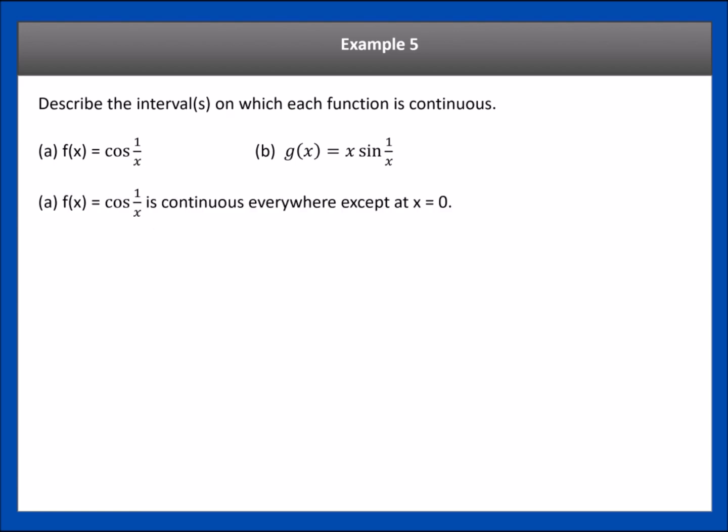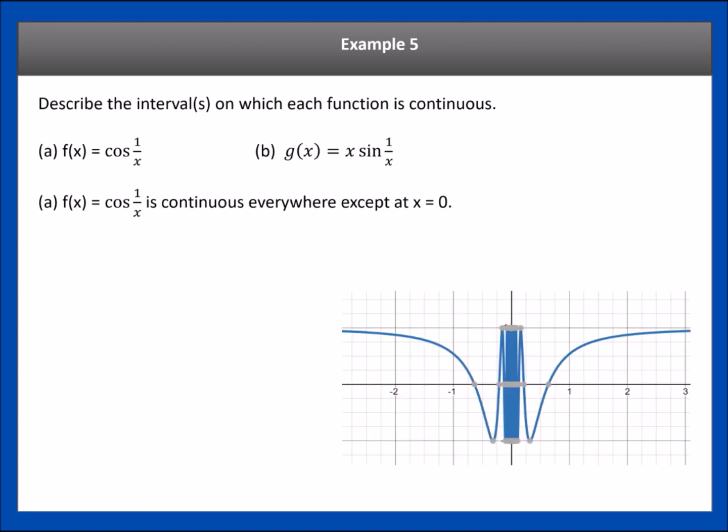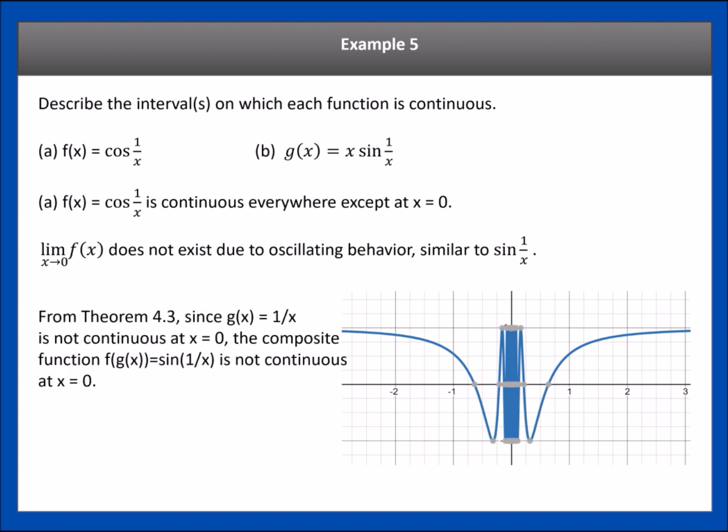So f of x is cosine of 1 over x. We know that that's continuous everywhere except for x equals 0. And this is how the graph looks. That's the oscillating function, so it has oscillating behavior here at x equals 0. We know that the limit as x approaches 0 of f of x does not exist because of this oscillating behavior, similar to when we did sine of 1 over x.